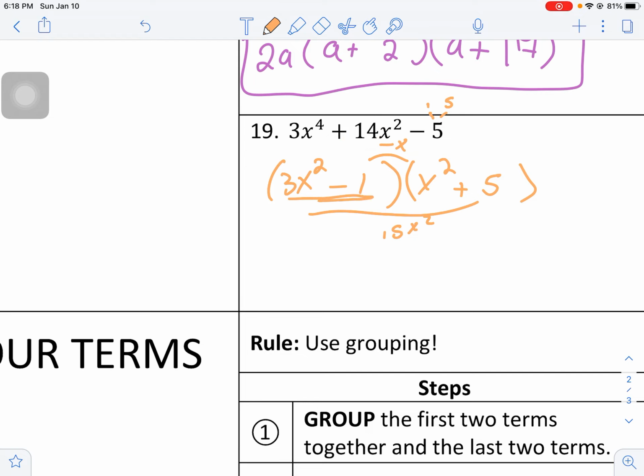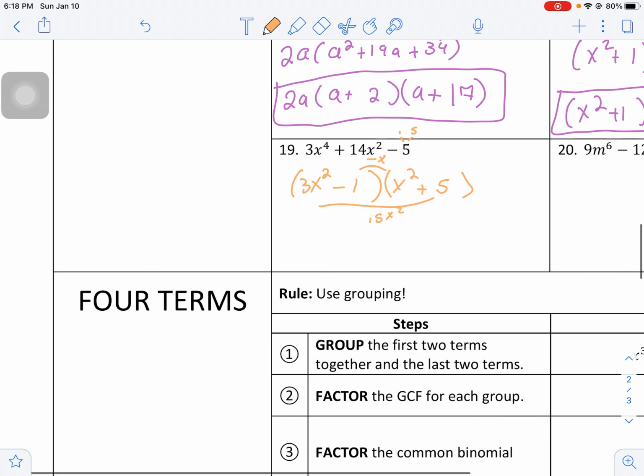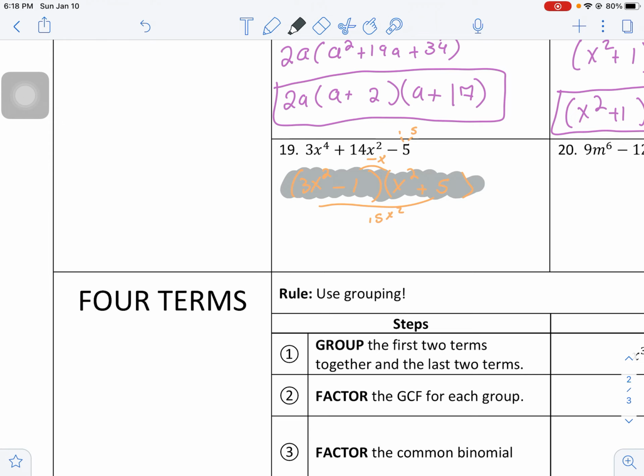So that's solid. We double check, is this a difference of squares? 3 is not a perfect square, so it's not. And then is our other one also not a difference of squares? So it looks like 3x squared minus 1 times x squared plus 5 is our final answer right here. I'm just going to highlight it.